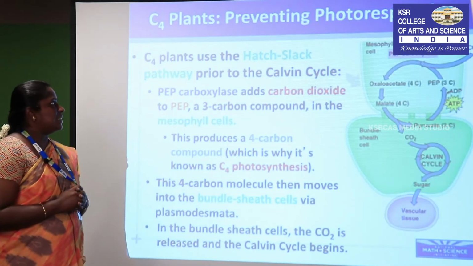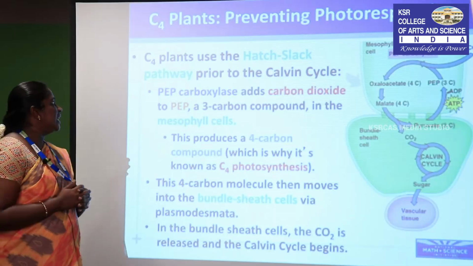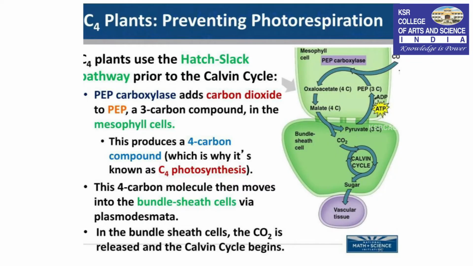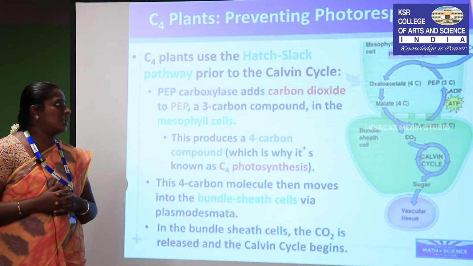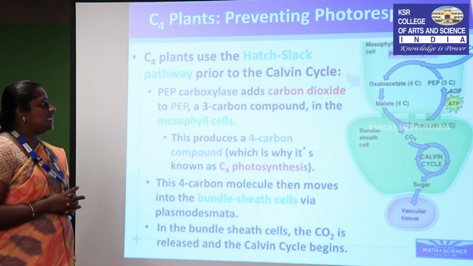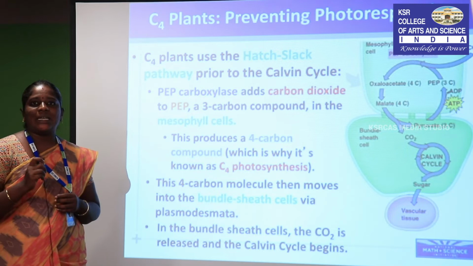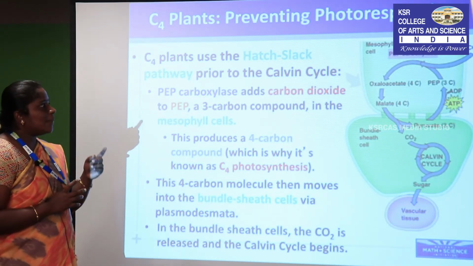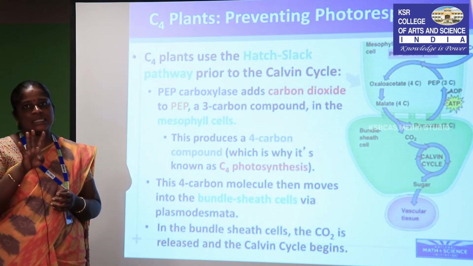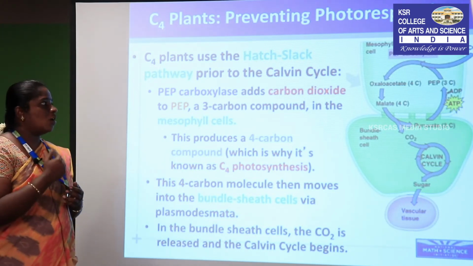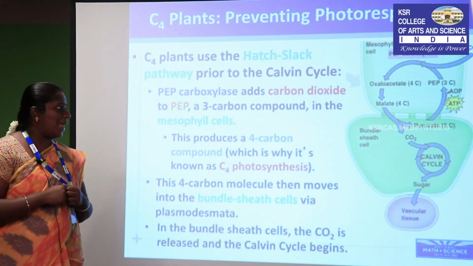Next, C4 plants, preventing photorespiration. C4 plants are otherwise named the Hatch-Slack pathway, that is, the Calvin cycle. PEP carboxylase is the main enzyme involved in the mesophyll cells. PEP carboxylase converts it into oxaloacetate. Oxaloacetate is a 4-carbon compound. Oxaloacetate is converted into malate.